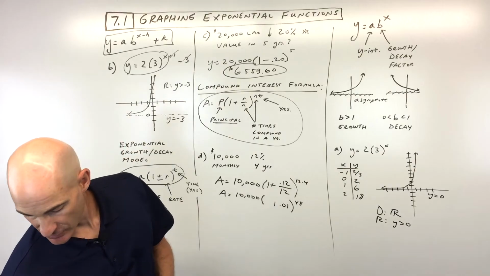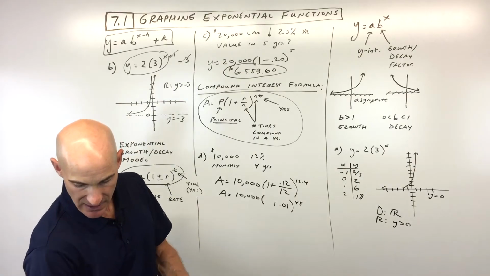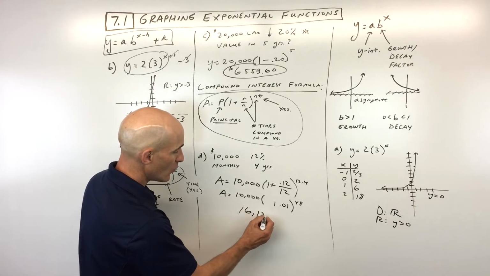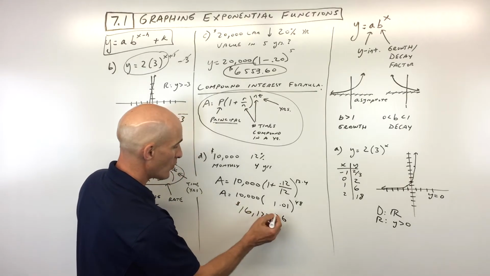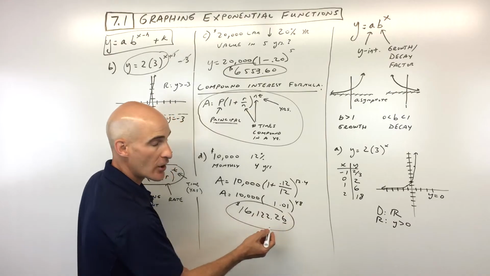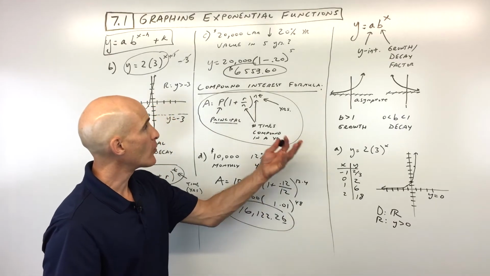You can use a calculator for this. We can do that on the calculator. I did this for us already, and it comes out to $16,122.26. Okay, and you want to round. When you're working with money, you always want to round to that hundredths place. That's the pennies. So let me erase the whiteboard.